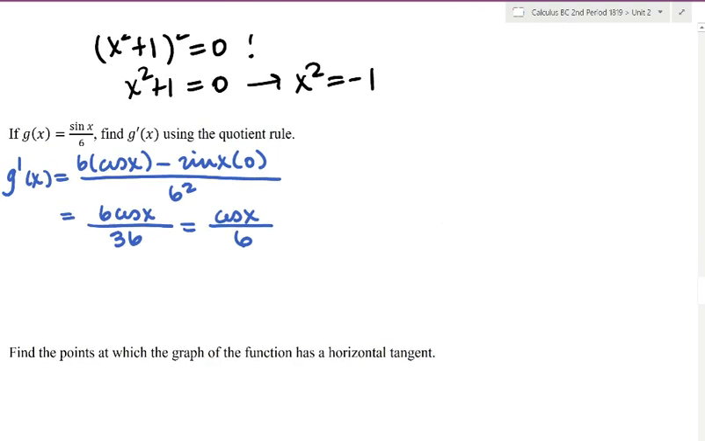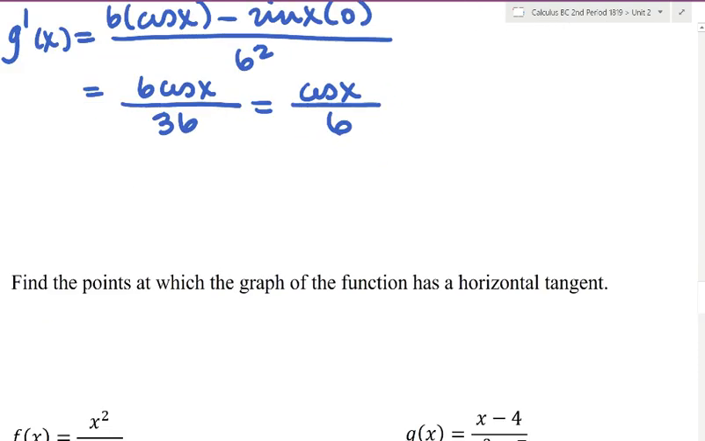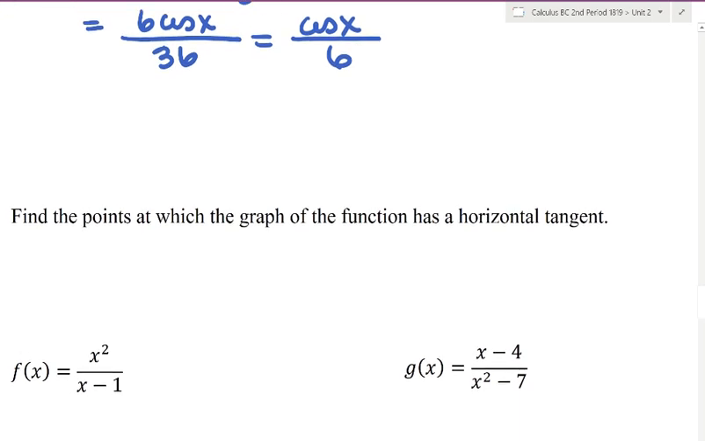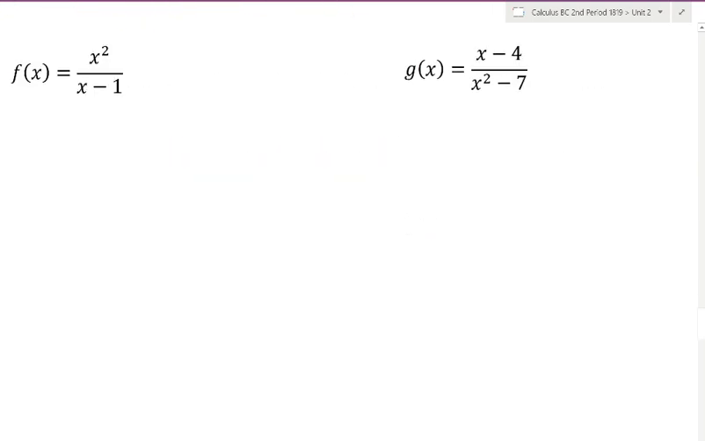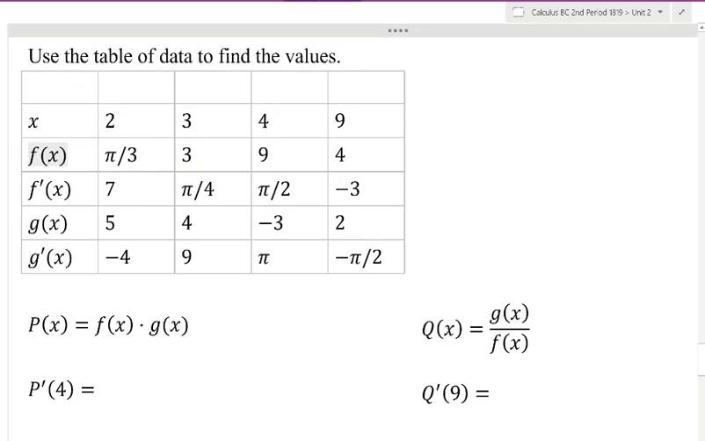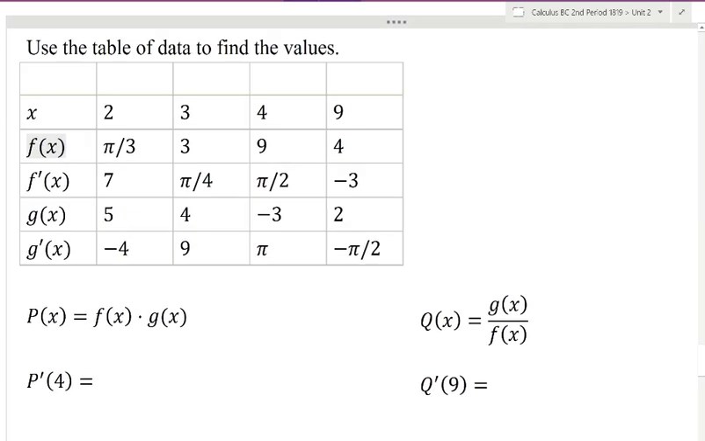Alright, find the points at which the graph of the function has a horizontal tangent. I think, in the interest of time, I might scroll past these, to the table of data. Horizontal tangent, we did those last time. They're going to be on the homework again. We're trying to find where the derivative is 0. If they asked where the tangent was vertical, well, we're not ready for that yet.